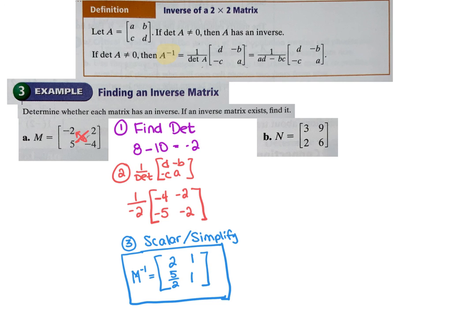For this one, I'm going to find my determinant. 3 times 6 minus 2 times 9 is 0, so no inverse. You would say no inverse here. It does not exist. The reason it does not exist is because I cannot have 1 over 0. That does not work.